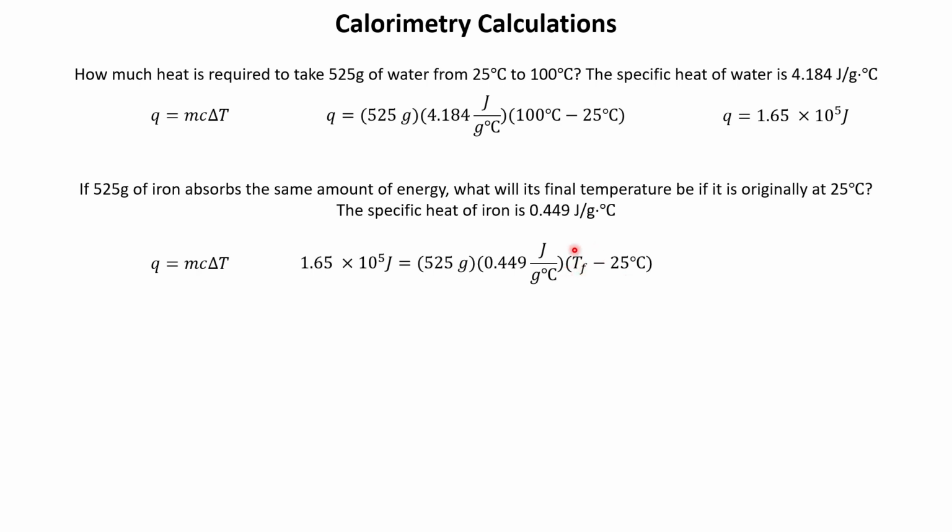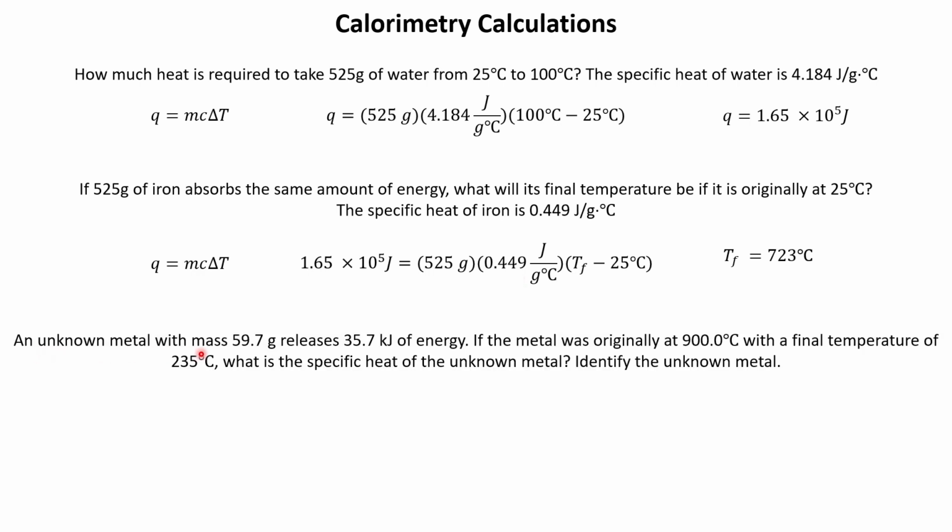So, solving for our final temperature, we get a final temperature of 723 degrees Celsius. Wow, that is a lot hotter than 100 degrees C for our pot of water. Why does our iron go up so much higher? Well, it's because the specific heat of iron is so much smaller than water. Remember, it takes a lot of energy to heat up water, but iron is about 1/10 of that. On to our next problem.